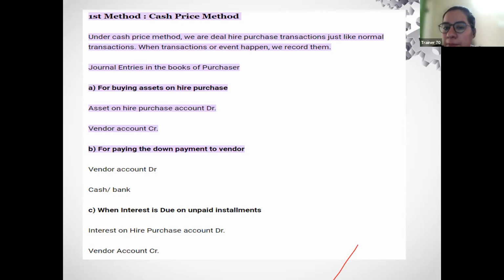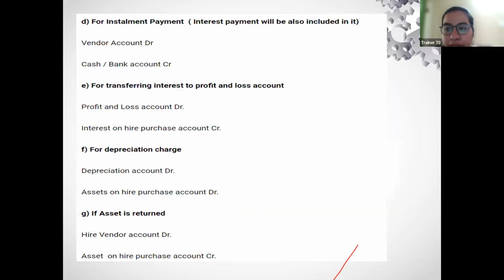When a transaction or event happens, we record it. What journal entries will be passed at the time of buying the asset on hire purchase? Journal entry will be asset on hire purchase account debit to vendor account. For paying the down payment, vendor account debit to cash or bank account. When interest is due, interest account debit to vendor account. So whenever you are due to pay something, you will credit the vendor and you will debit whatever you are going to pay, whether the installment or the down payment.